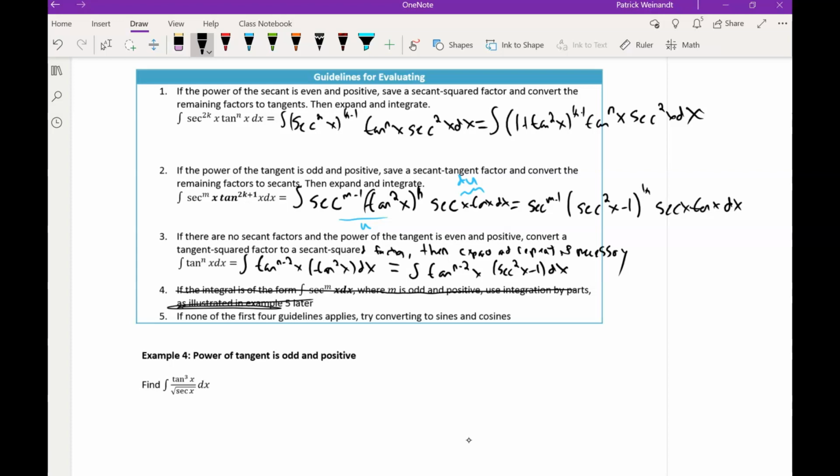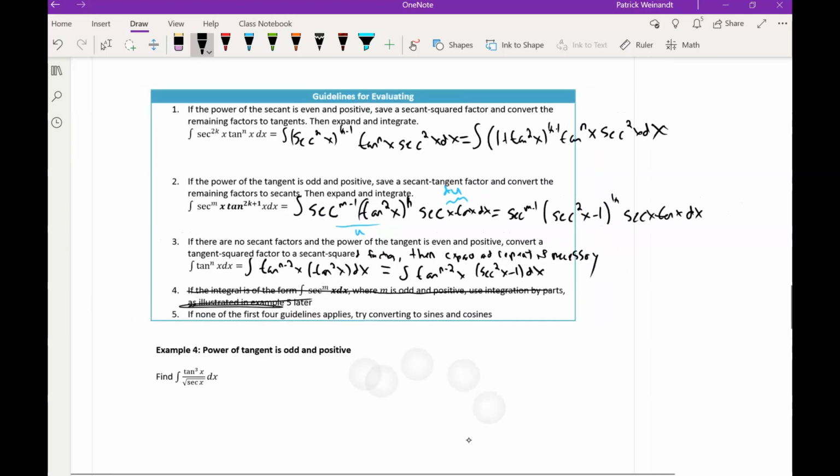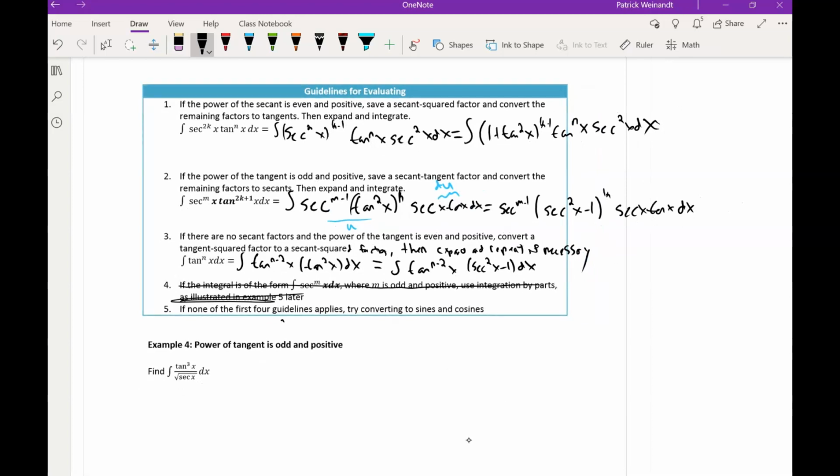So you're going to want to follow these guidelines. There are a couple more than with sine and cosine, but follow these guidelines, and you're going to use that Pythagorean identity a lot: tangent squared theta plus 1 equals secant squared theta. Whoops, not plus 1, just secant squared theta. So you're going to use that a lot.